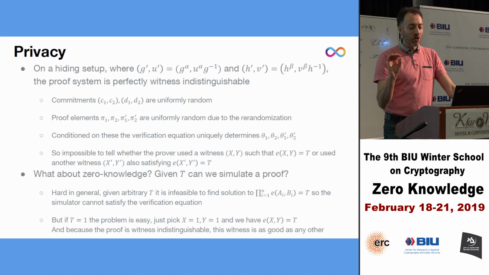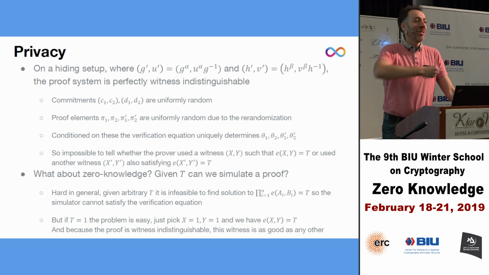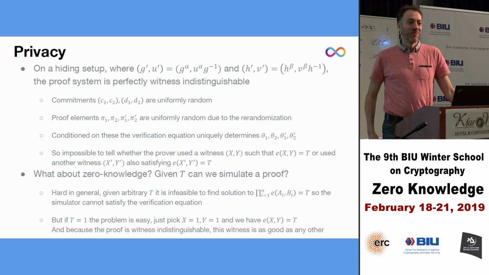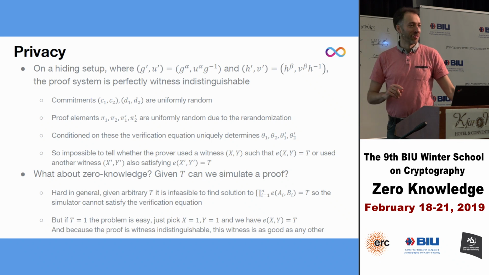And the core of the problem really is that I can't simulate the proof if I don't know some way that I could build up to t with pairings. And maybe I don't know, right? It could just be any t that was part of the instance. But there's a special case where we can simulate. And that special case is when t is equal to 1, right?